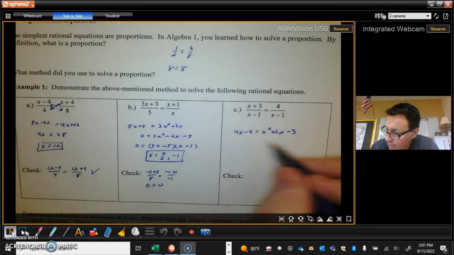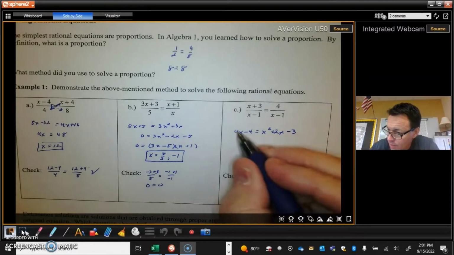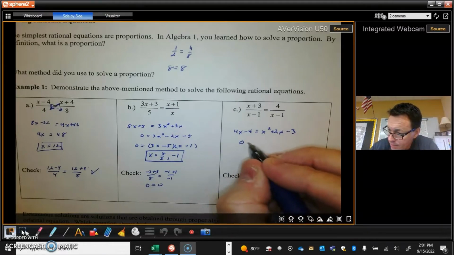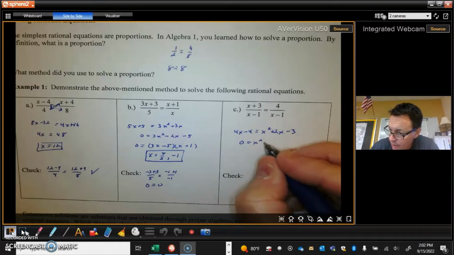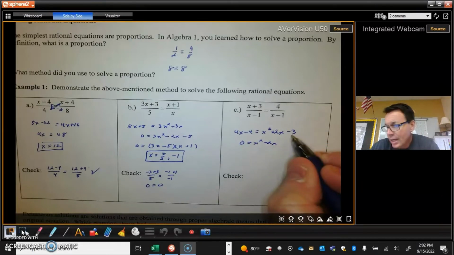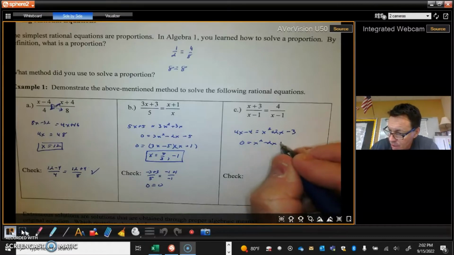Okay, what do I have here? I have a quadratic. I'm going to move everything to the right. I already had a 2x. I'm subtracting a 4x, so that's negative 2x. I have a minus 3. I'm going to add 4 to that, so that's going to be a plus 1.